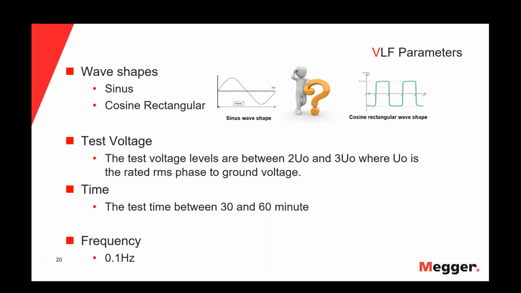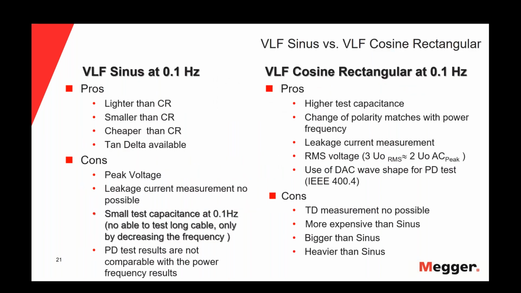Regarding the pros and cons of the two technologies, the sinus technology and the cosinus rectangular technology, we can see in this slide that, for instance, for the VLF sinus at 0.1 hertz, the pros are that we have lighter, smaller, and cheaper units than the cosinus rectangular units. Also, one advantage of the VLF sinus at 0.1 hertz is that we can perform the tan delta test.